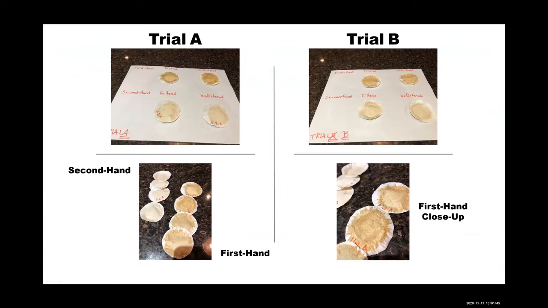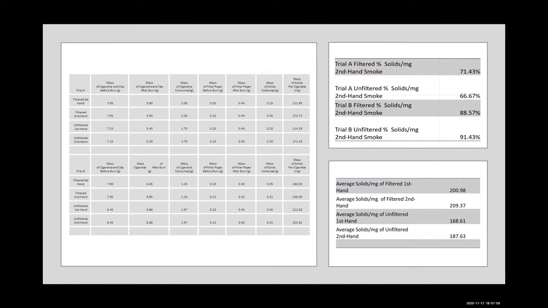Here are the filters from trial A and trial B, sorted by first-hand filtered and unfiltered, second-hand filtered and unfiltered. And then our collection of filters at the bottom left-hand corner with our second hand to the left and our first hand to the right. And then a close-up of our first-hand filters. Here are our data tables.